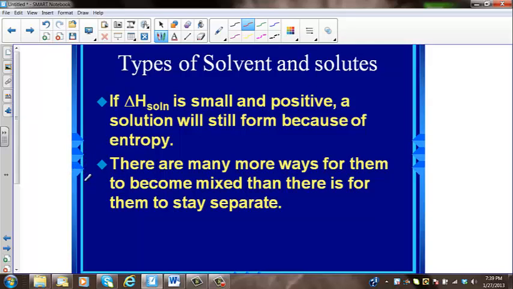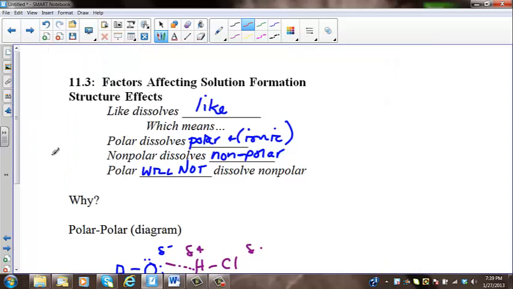So to sum it up, if a delta H of solution is small and positive, a solution will still form because of entropy. There are many more ways for them to become mixed than there is for them to stay separate. Like dissolves like, which means polar dissolves polar and ionic, and nonpolar dissolves nonpolar. Polar will not dissolve nonpolar.